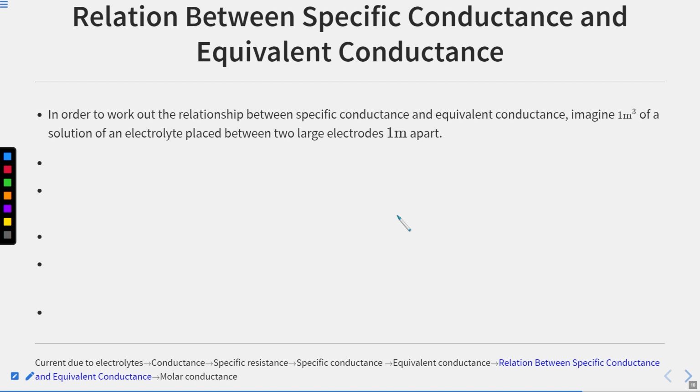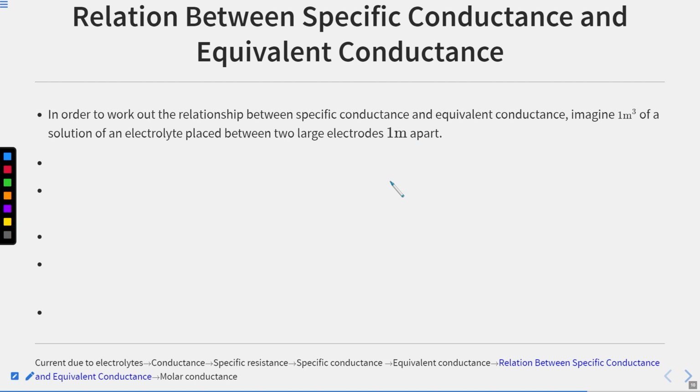So we are taking 1 meter cube of that electrolyte, and we are placing it between two electrodes which are 1 meter apart. So what do we understand by this? Here we are keeping the cross-sectional area 1 meter square, and by keeping them 1 meter apart, the distance between those two is 1 meter, means the length is also 1 meter. So we have put a barrier on the area as 1 meter square and a barrier on the length as 1 meter.